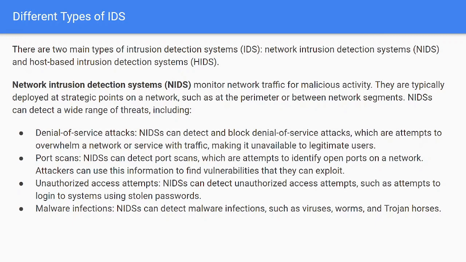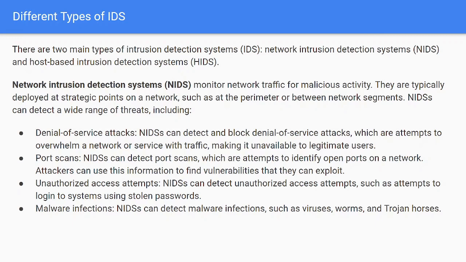Then the next one is port scan. So the NIDS can identify when traffic is opening different ports on the network. Attackers sometimes will do a port scan across the network to see which ports are open so that they can exploit them. But a network intrusion detection system can detect that a port scan is occurring and then block it.